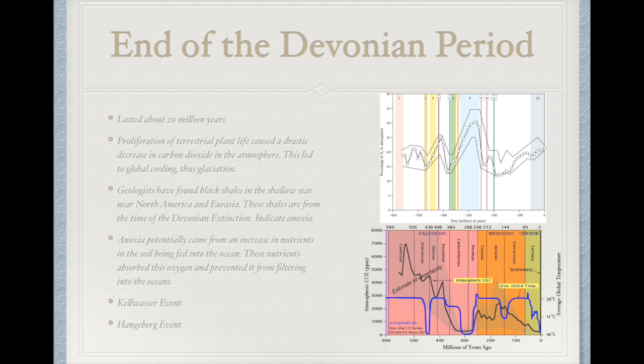And so when you're thinking about what just happened in the Devonian period with the expansion of all this plant life, it doesn't really make sense that this is the case.